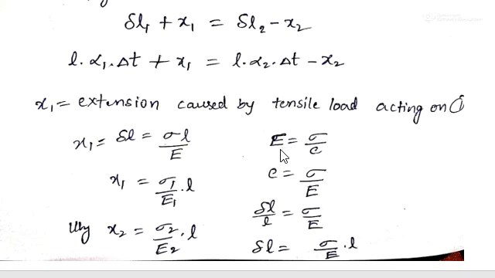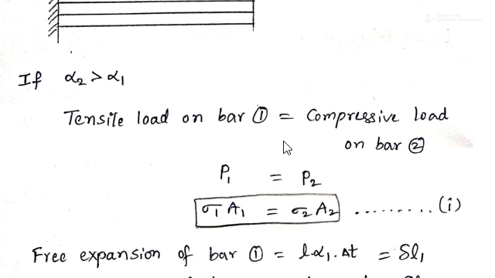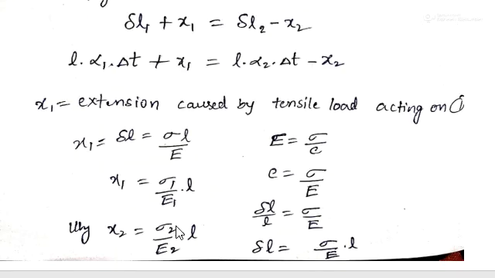So we know Young's modulus is equal to stress by strain, or strain is equal to stress by Young's modulus, and strain in the lengthwise direction we can write as delta L by L. So delta L is equal to stress by Young's modulus into L, that is sigma by E into L. So we are writing delta L1, that is nothing but x1, as sigma 1 by E1 into L1 or simply L. Similarly we can write the decrease in length x2 of bar 2 as sigma 2 by E2 into L2 or simply L.